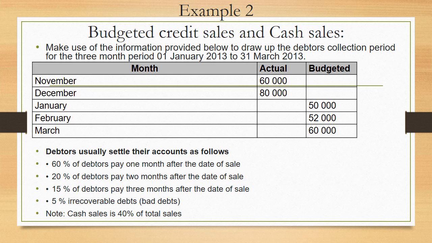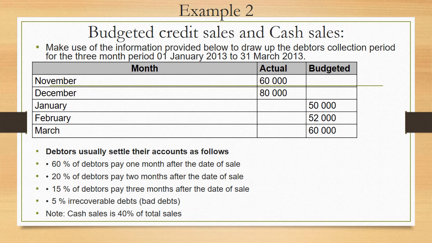Now you know that the credit sales we are going to use when we do the debtors collection schedule are 60% of the total sales. Remember, we do the debtors collection schedule using the credit policy that will be given to you. In this case, our credit policy is given as follows. It's saying 60% of the debtors pay 1 month after the date of the sale. Remember, in the previous example, the debtors usually settled their account with the first instalment paid in the same month, which is the transaction month. But now on this one, it's saying they pay 1 month after the date.